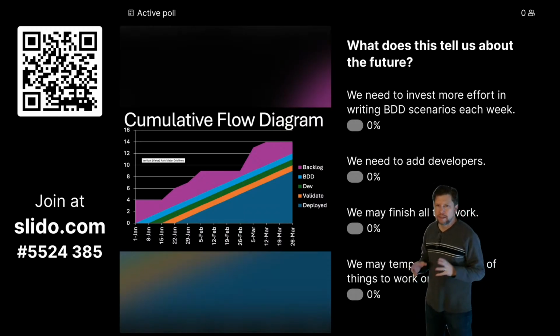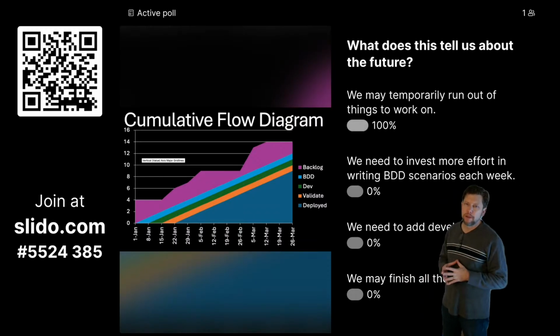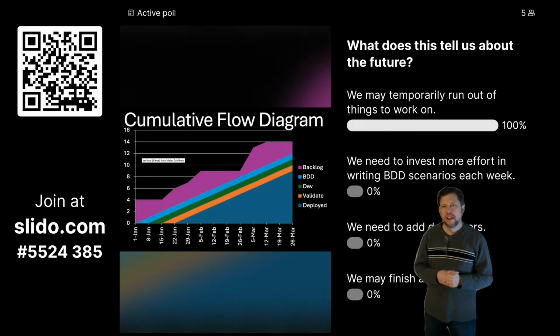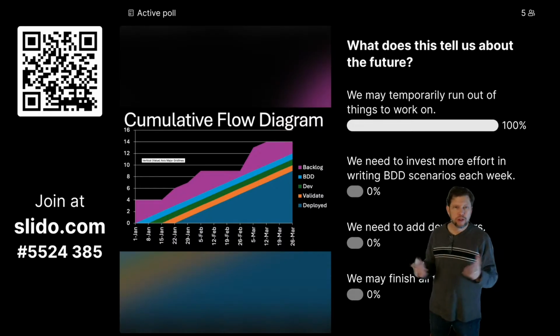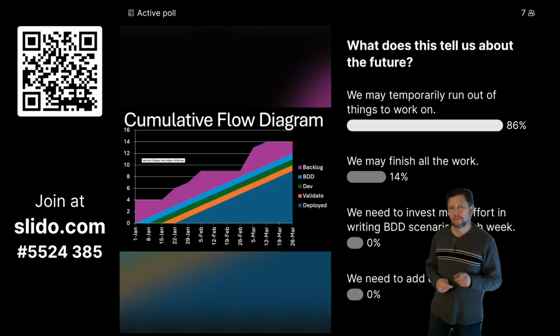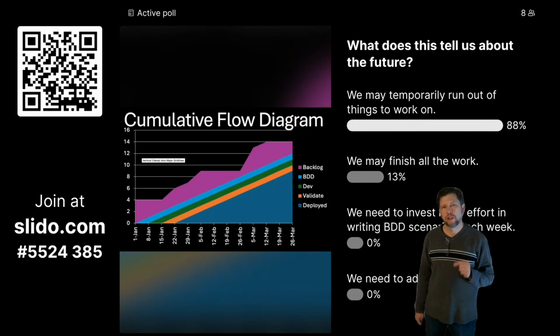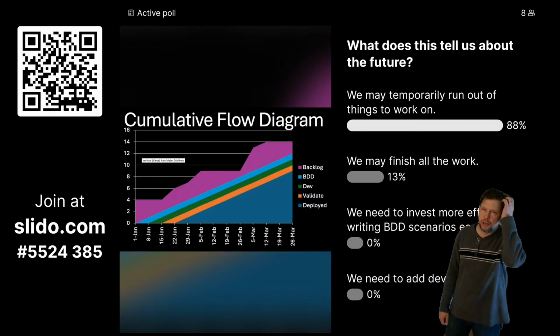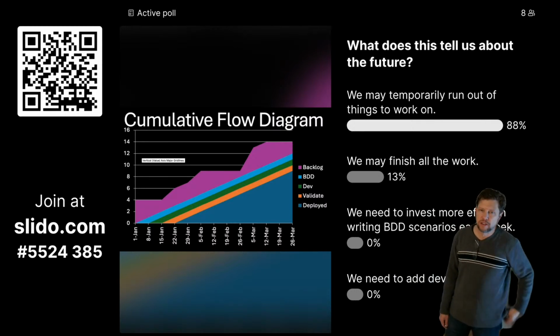Possible thing, there's not necessarily a right answer. We need to invest more effort to write BDD scenarios. We may temporarily run out of things to work on. We need to add developers, or we may finish all the work. So yes, we may temporarily run out of things to work on. We probably don't need to add developers in this particular situation because it looks like we're keeping up with the demand. If we add more developers, we will probably be more likely to get in a situation where we temporarily run out of things to work on.